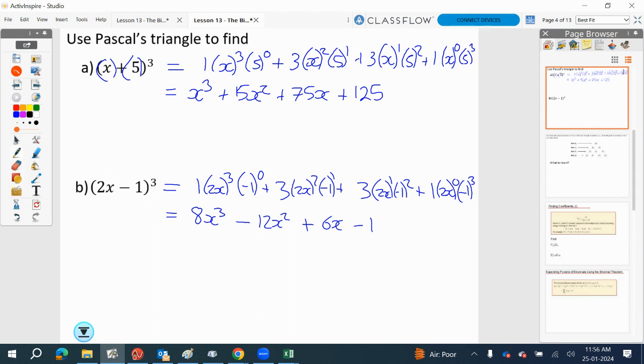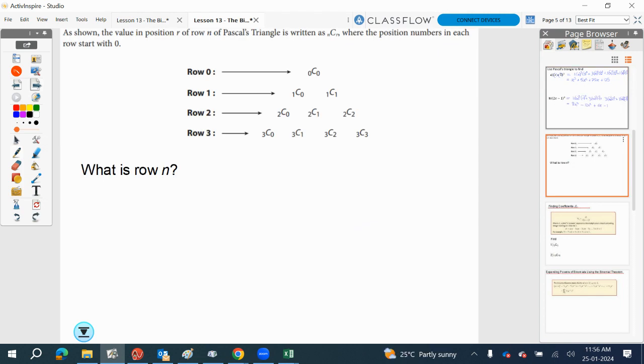Okay, so let's look at these numbers. Look at the numbers 1, 3, 3, 1, the ones we're getting from Pascal's triangle. We need to name them. We can name them using combination numbers. So 0C0 is the first one. In row 0, we only have this one. In row 1, we have 1C0 and 1C1. In row 2, we have 2C0, 2C1 and 2C2. In row 3, we have 3C0, 3C1, 3C2, 3C3.